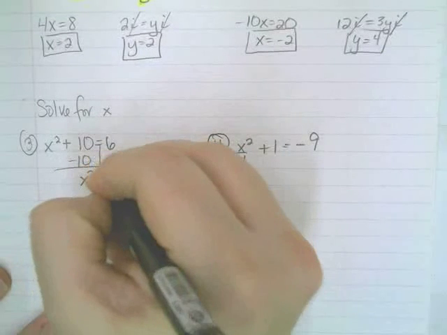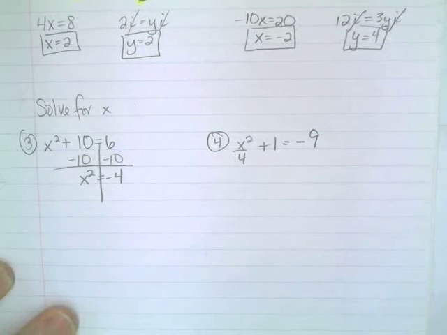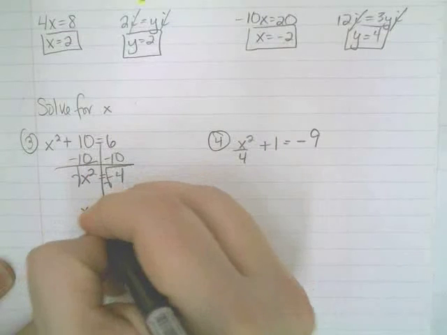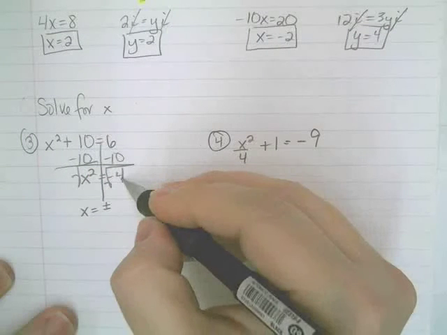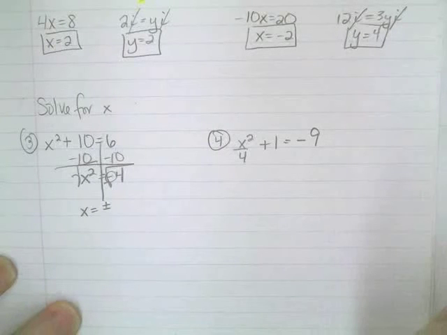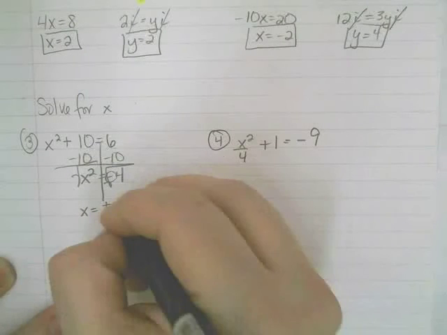And to get rid of that square, I take the square root. Well, remember, you can't really take the square root of a negative. And when you do take the square root of a negative, it becomes an i. And so the square root of 4 is 2. So the answer is plus or minus 2i.